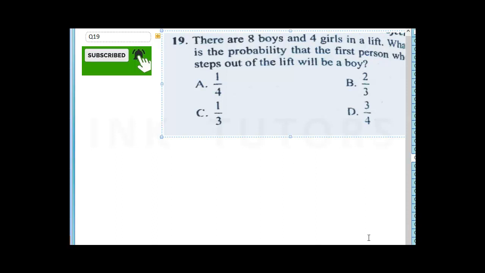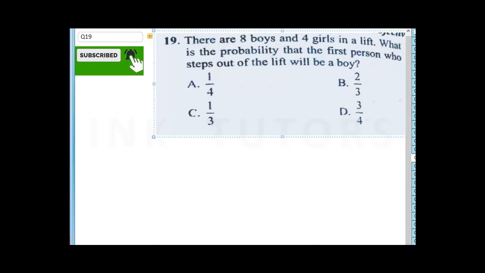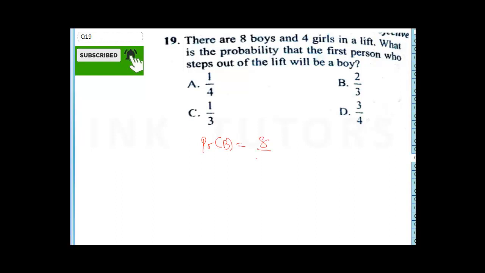The next question says there are 8 boys and 4 girls in a lift. What is the probability that the first person who steps out of the lift will be a boy? Now, if you study this question well, probability of getting a boy is equal to 8 over the total, which is 12. Then the probability of getting a girl is equal to 4 over 12. So probability of getting a boy is 8 over 12, but I need to reduce this to the lowest fraction. So 2 can divide. This will give us 4 over 6, and 2 can actually divide again, which will give us 2 over 3. So that's the final answer. So our answer is B.